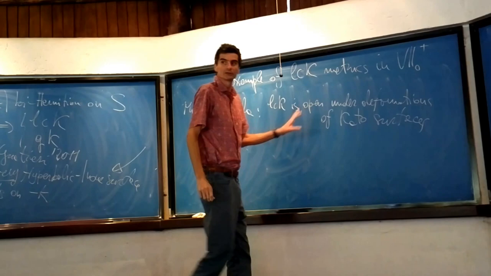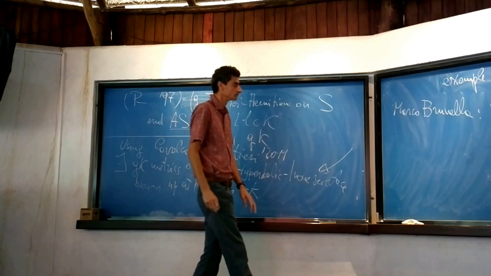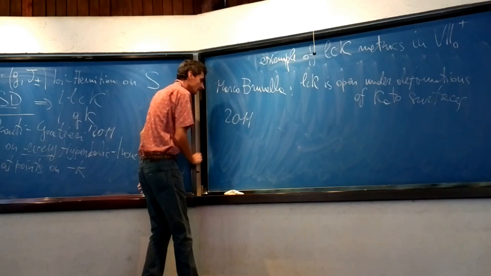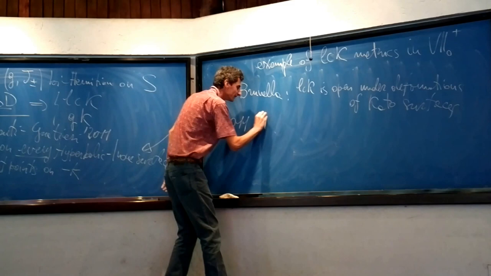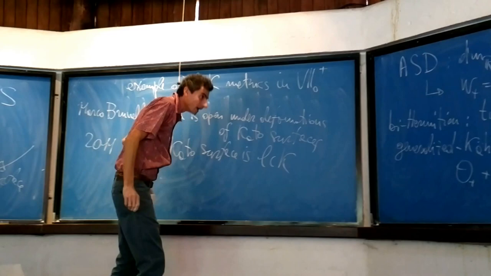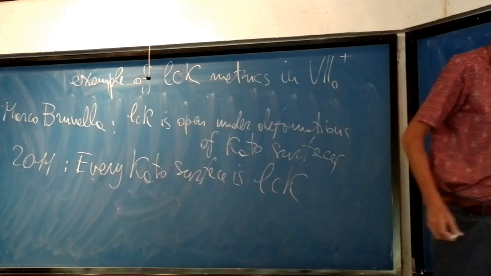You know, this is not true in general, but if you restrict to Kato surfaces, a small deformation of a Kato surface is still a Kato surface, and he proved first of all that a small deformation of an LCK Kato surface is again LCK, and then finally in another paper in Tohoku, he proved that every Kato surface is LCK. So I think this is a very strong result. We like to think that our work somehow motivated Marco to study this problem.